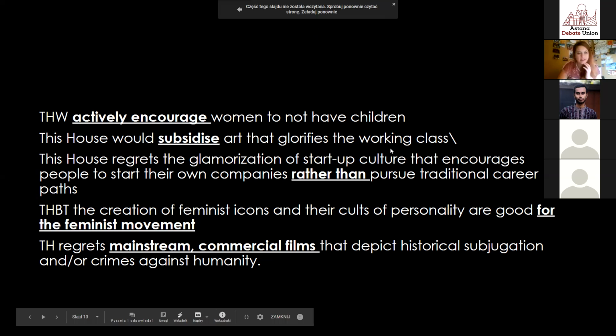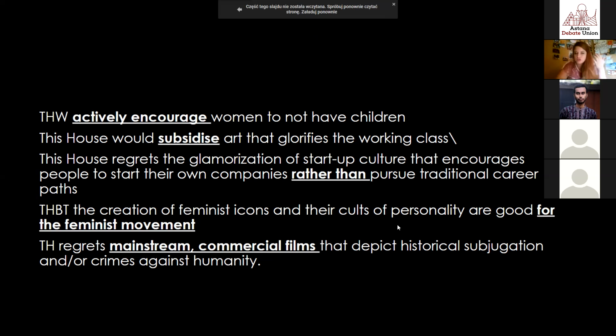No questions still. Okay. This house believes that the creation of feminist icons and their cults of personality are good for the feminist movement. So again, this is not the question what is good for women. This is not the question what is good for the population or society, but for the feminist movement. So you need to link all of your arguments and explain how they are playing for this group of people, for this particular movement, which is also extremely important to be on the clash.